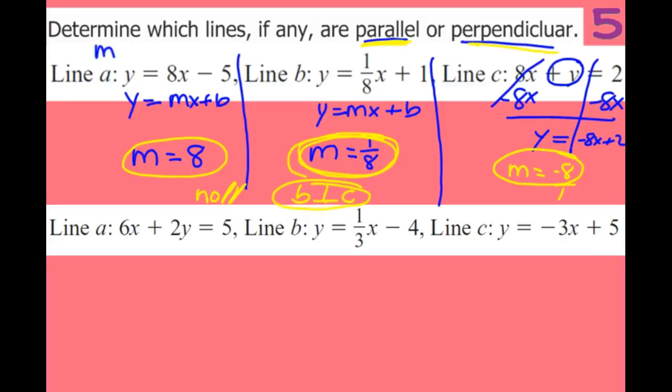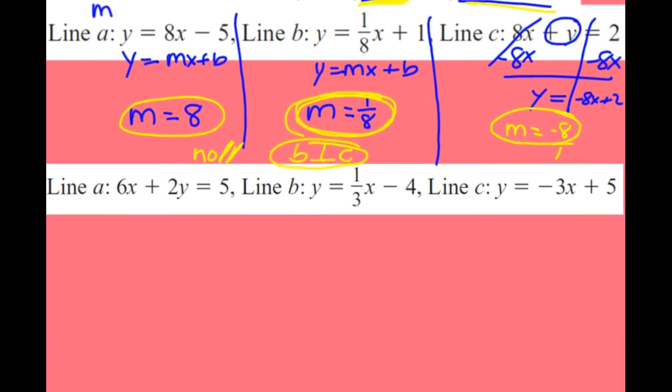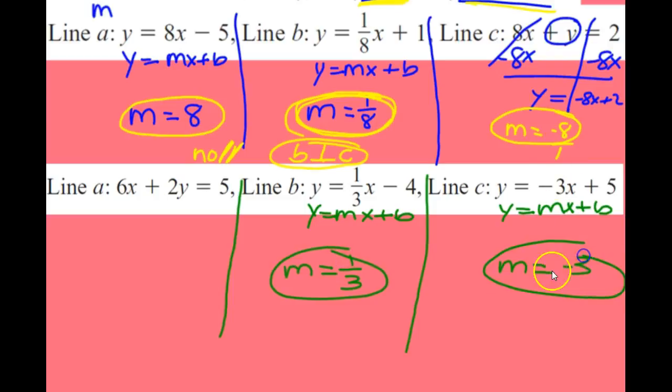That's our answer. I would like for you to try this next one down here. Solve them all for y and determine which lines are parallel and which are perpendicular. I know right away line B and line C are in the form y equals mx plus b, so I can figure out my slope right away. This one my slope is 1/3. This one my slope is -3.